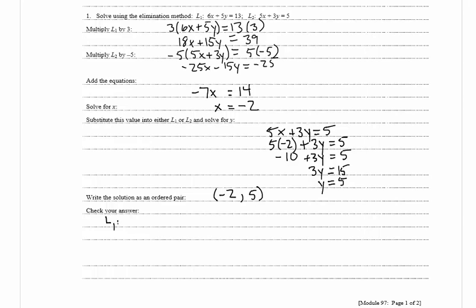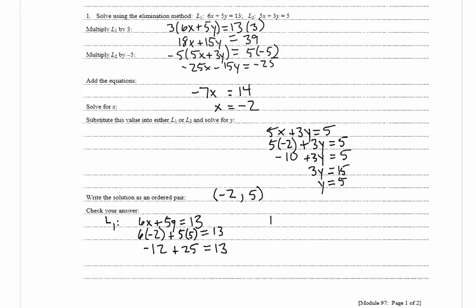So for L1, we had 6x plus 5y is equal to 13. And now I'm going to plug in negative 2 for x and 5 for y. So we have 6 times negative 2 plus 5 times 5 is equal to 13. 6 times negative 2 is negative 12, plus 5 times 5 is 25. And negative 12 plus 25 does equal 13.